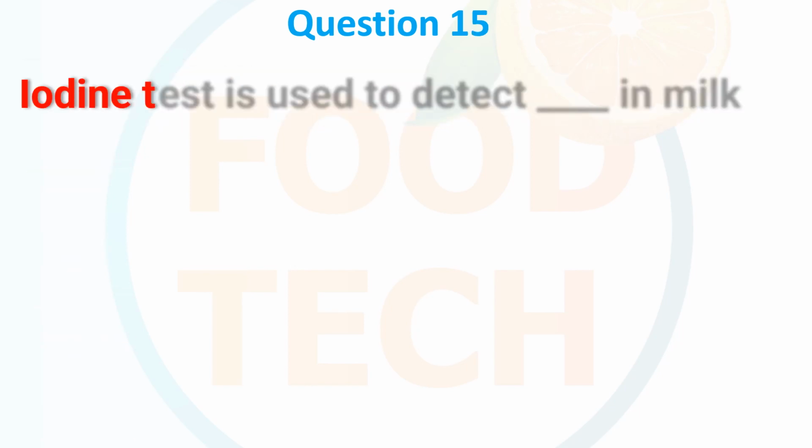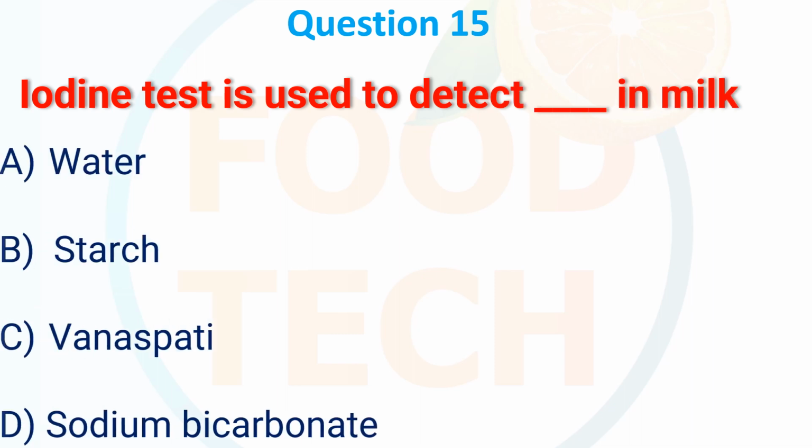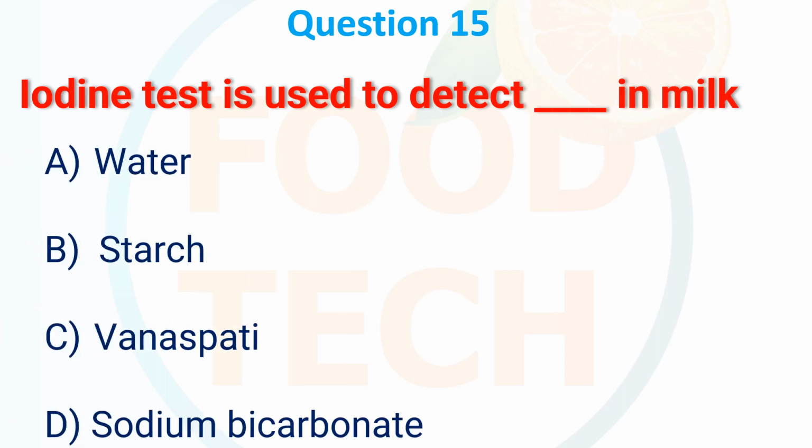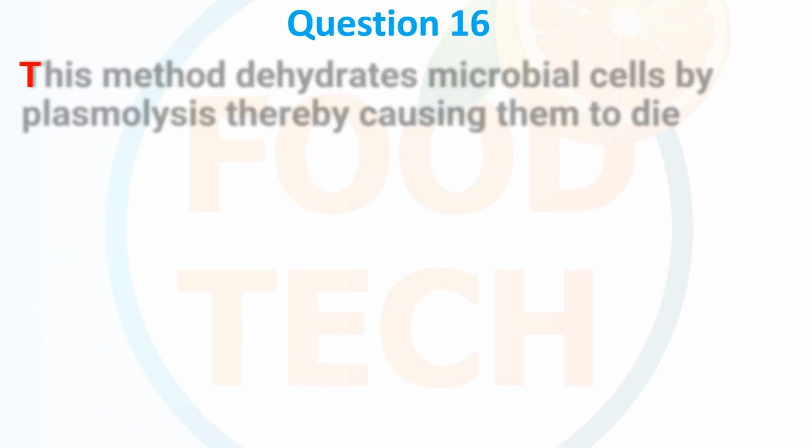3. Iodine test is used to detect dash in milk: A. Water. B. Starch. C. Vanaspati. D. Sodium bicarbonate. The answer is starch.